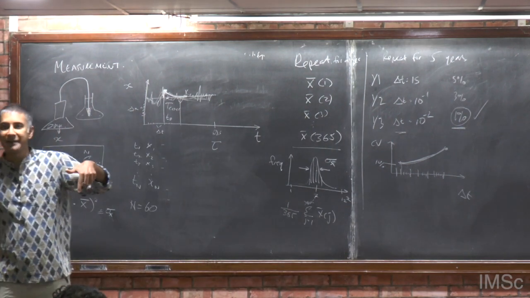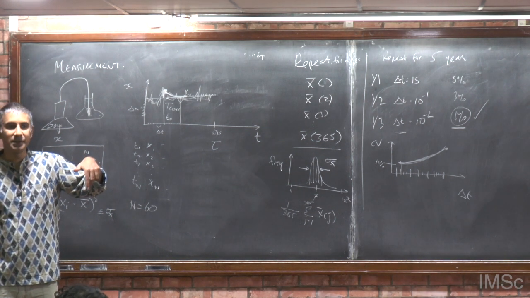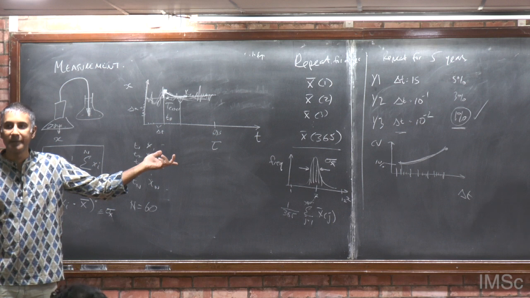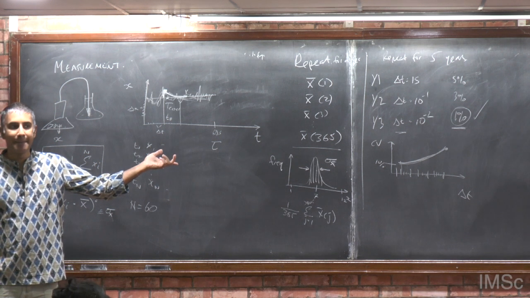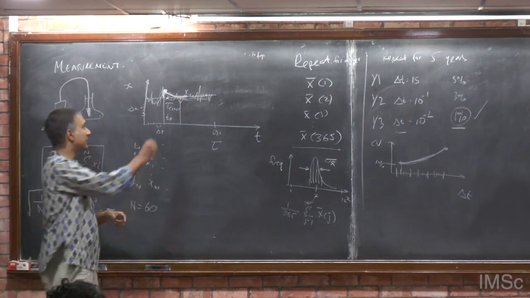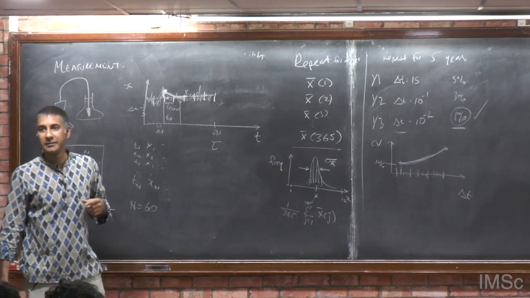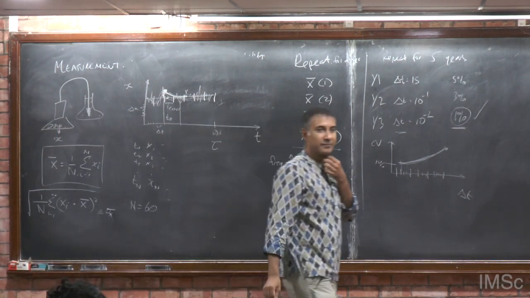But what's the downside of that? If I have a big delta t, what's the downside? What's the trade-off? If I have a big delta t, I'm only measuring at these time points. What's the trade-off? It's a very clear trade-off.